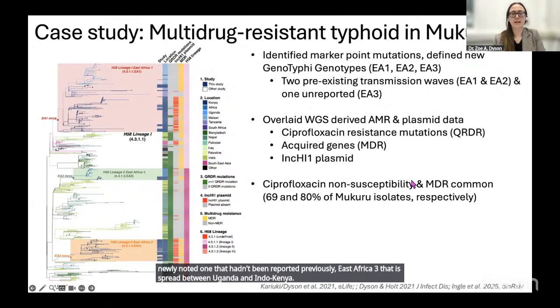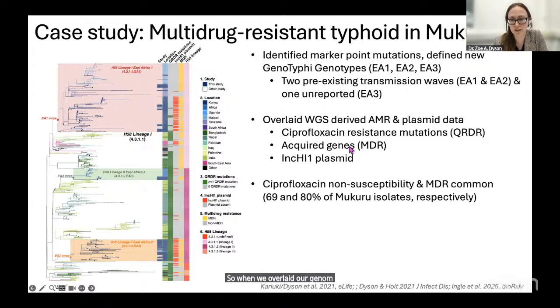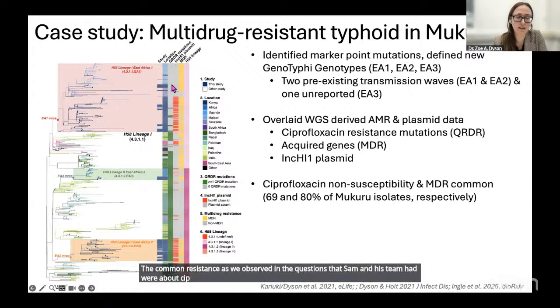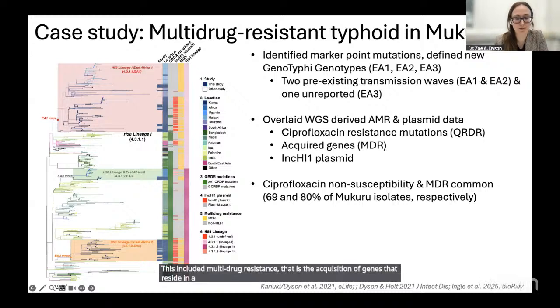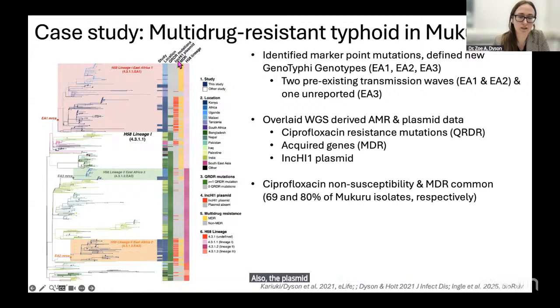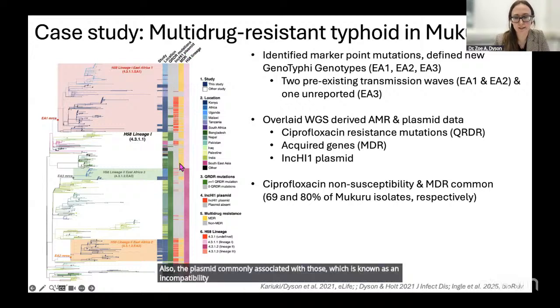So when we overlaid our genomic typing data onto the phylogenetic tree, the common resistances we observed, and the questions that Sam and his team had, were about ciprofloxacin non-susceptibility that is driven by quinolone resistance determining region mutations in gyrA, gyrB, and parC. This included multi-drug resistance, that is the acquisition of genes that reside on a composite transposon, conferring resistance to chloramphenicol, cotrimoxazole, and ampicillin, our classical first-line drugs for controlling typhoid. And also the plasmid commonly associated with those, which is known as an incompatibility group HI1 plasmid.